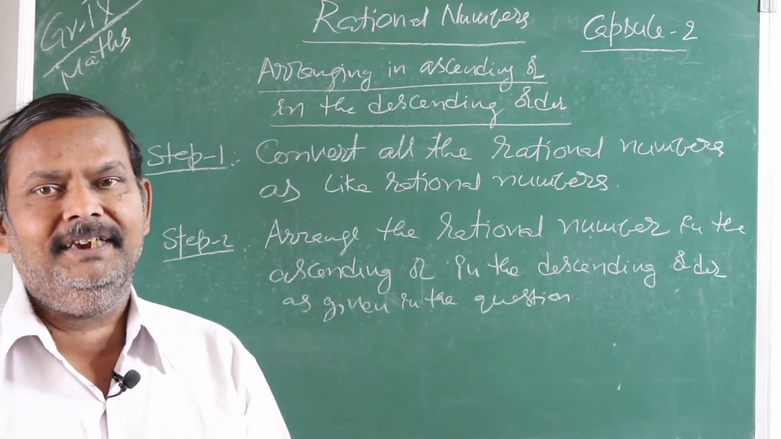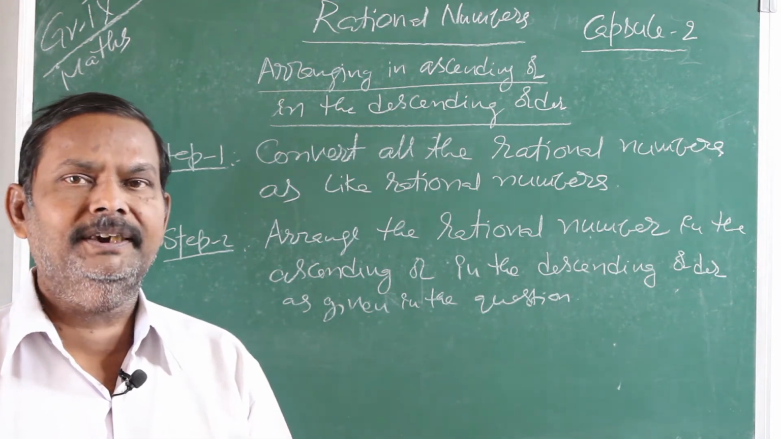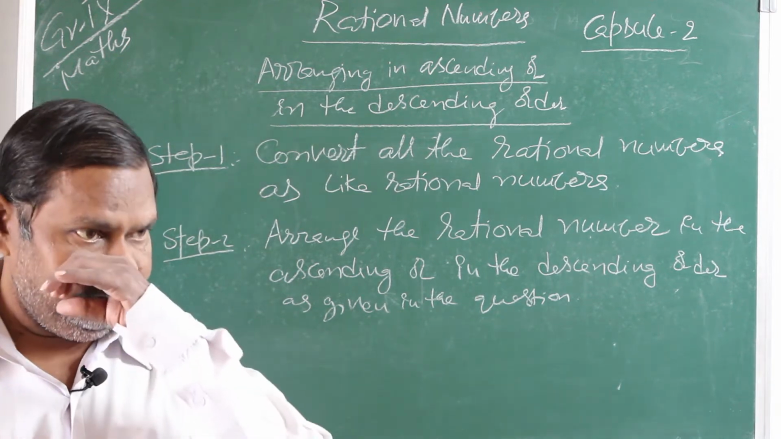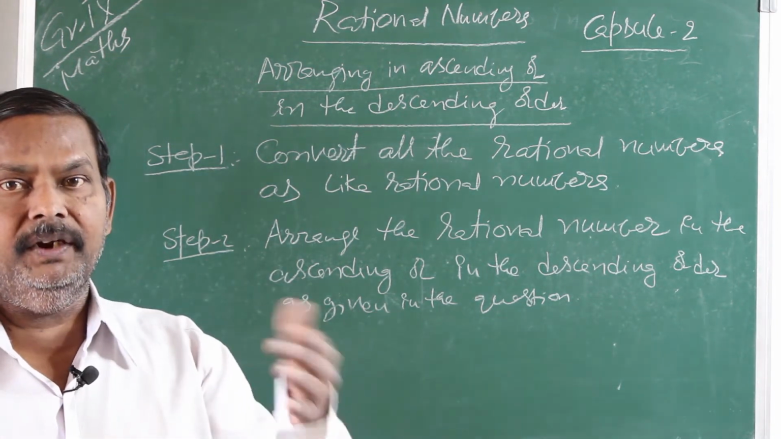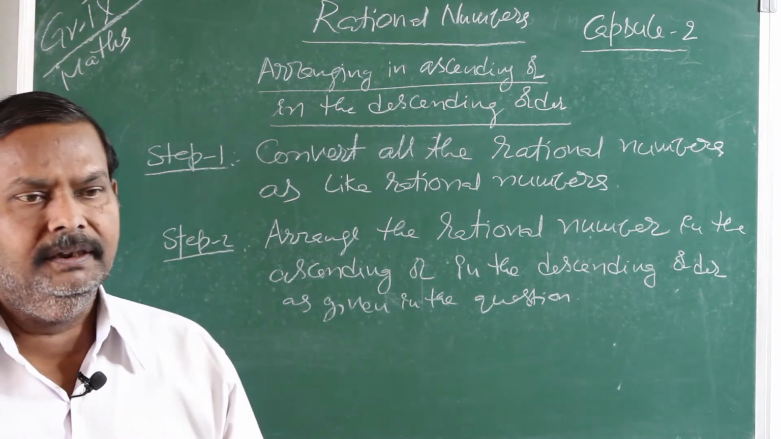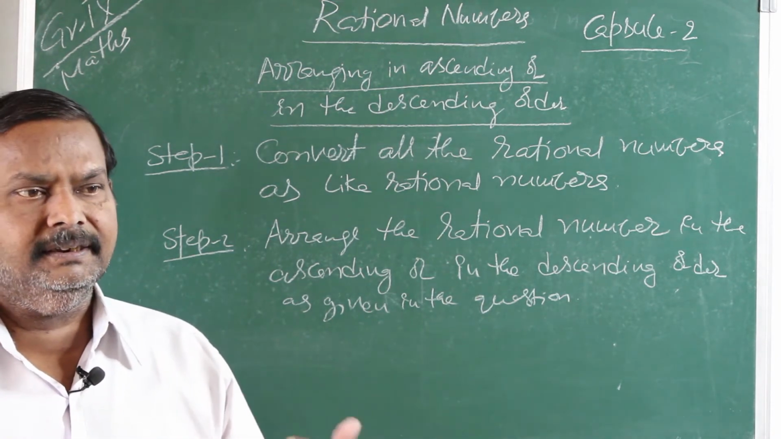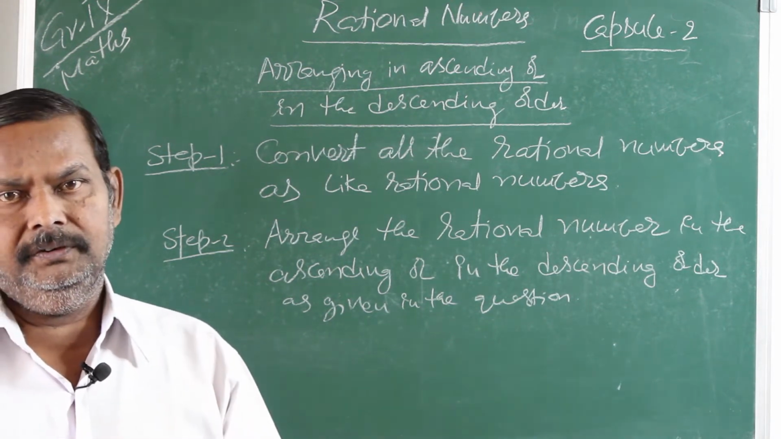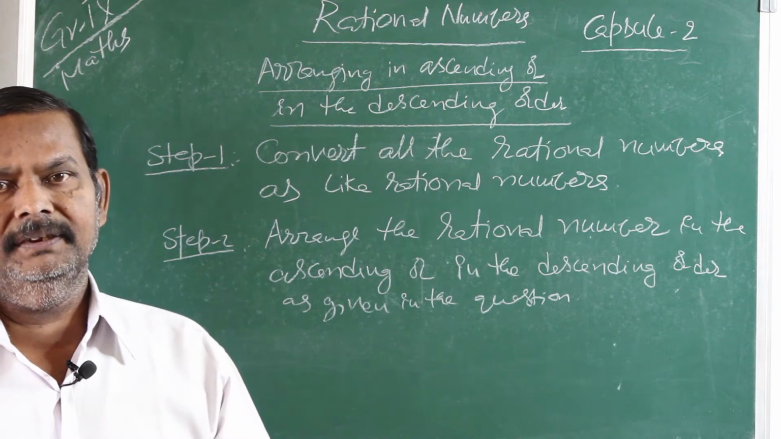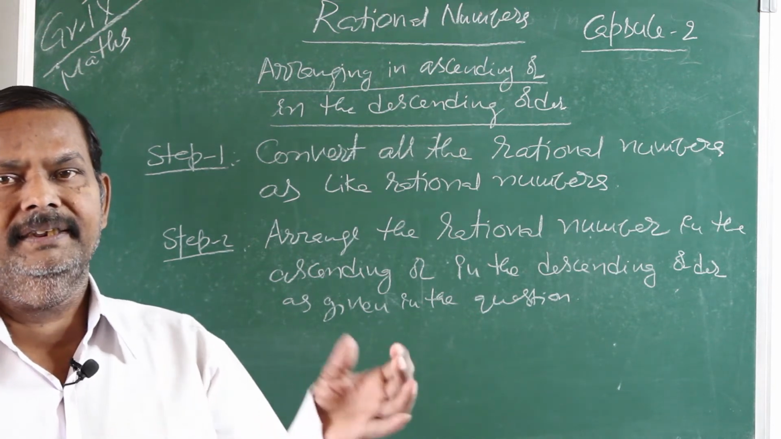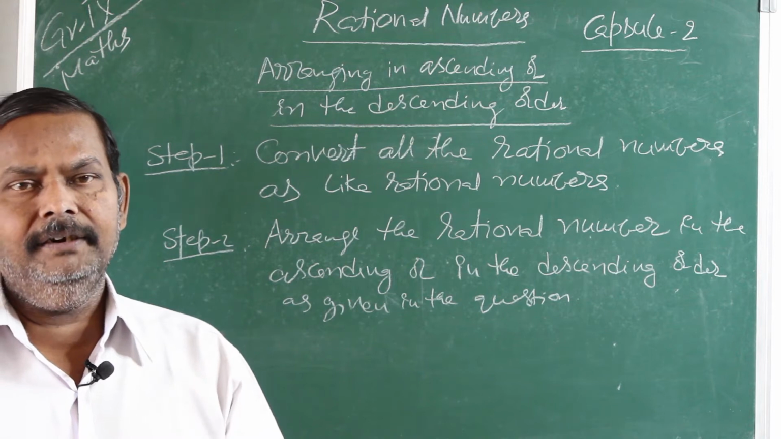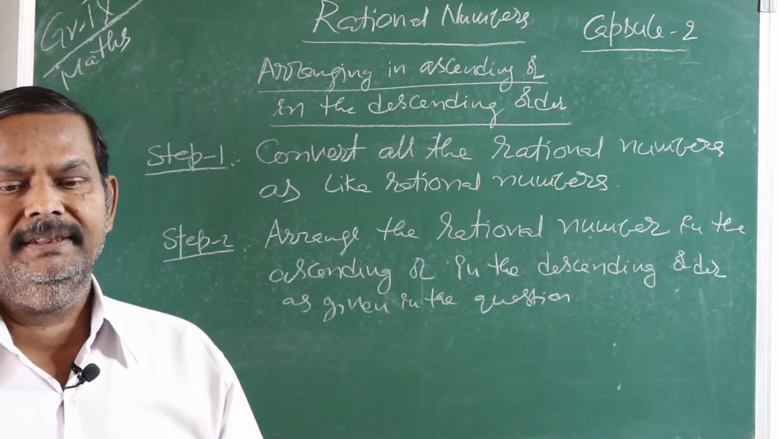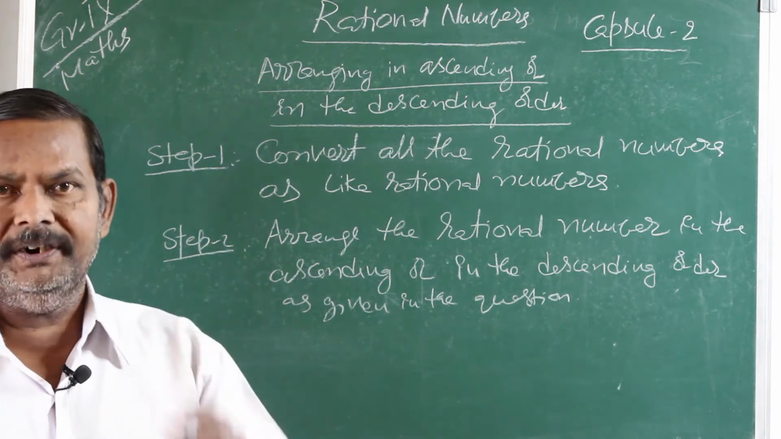In the last capsule, we discussed rational numbers and types of rational numbers, and how you can convert unlike rational numbers into like rational numbers. Now in this capsule, let us discuss how you can arrange the given rational numbers in the ascending or in the descending order. To arrange the given rational numbers in the ascending or descending order, we have two important steps.